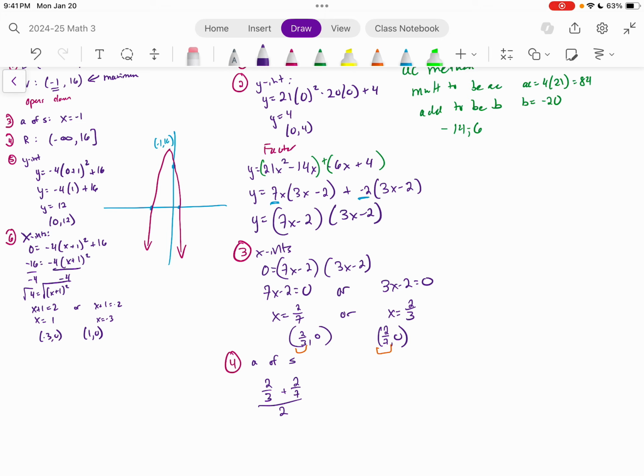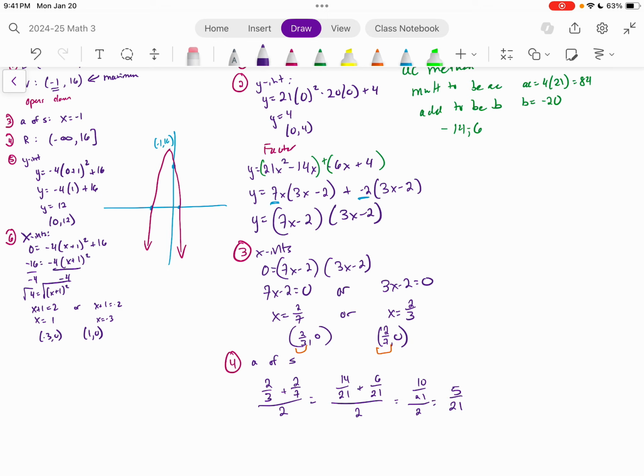So 2/3 plus 2/7. Let's use 21, right? So that's 14 over 21 plus 6 over 21 all over 2, which is 10 over 21 over 2, which is, of course, 5 over 21. It's a beautiful term there. Hang on, did I make a math mistake? I think I made a math mistake.